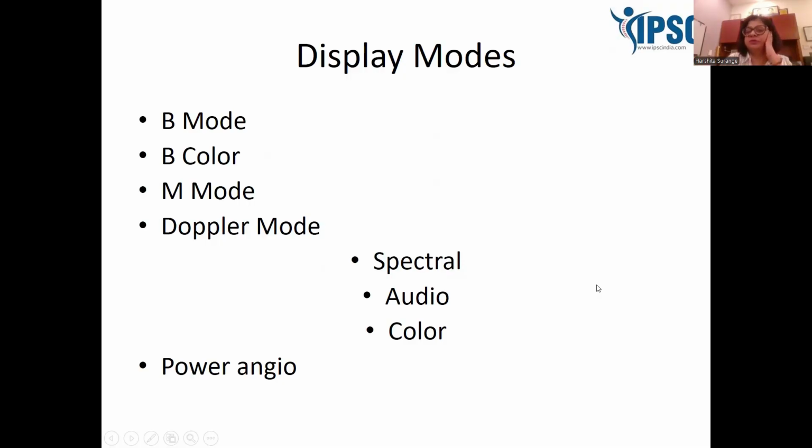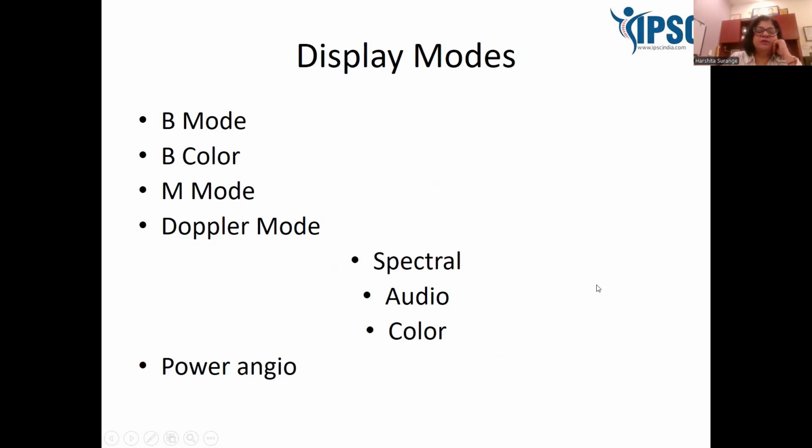Now there are different display modes in every machine. We've got B mode, which is also known as the black and white mode. This is for the routine scanning which you do. We've got black and white with color, in which we put in color, not to colorize the image, but to see the movements happening in the image, and that movement is mostly because of the blood. So you can see the blood flow. The M mode is for motion. The Doppler mode is of three types: the spectral, audio, color, and we also have power angio. Let me explain one by one.